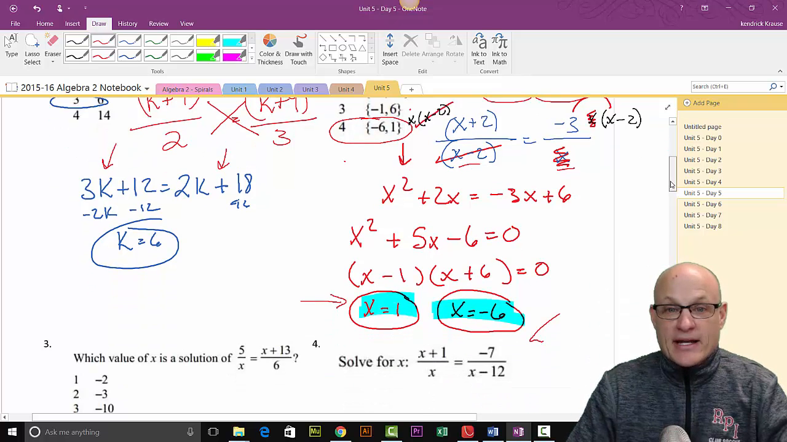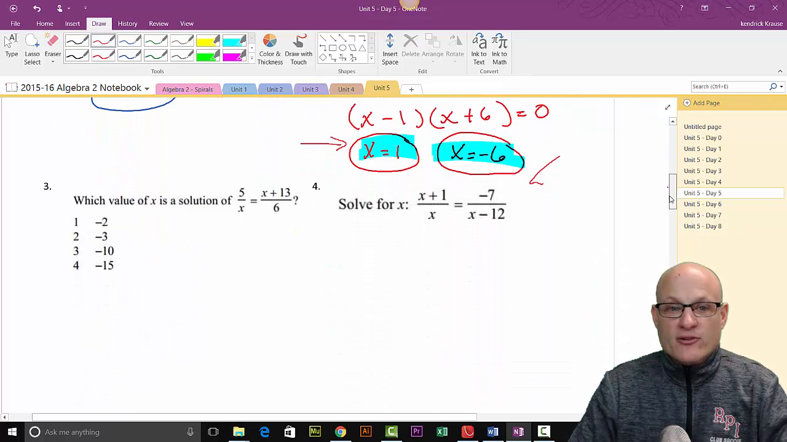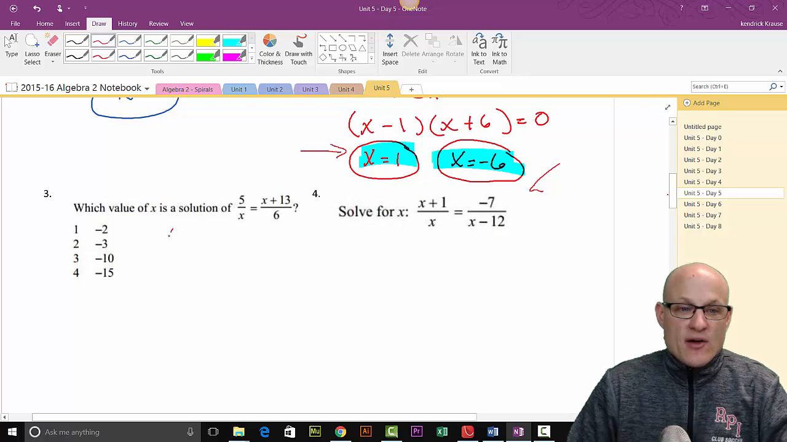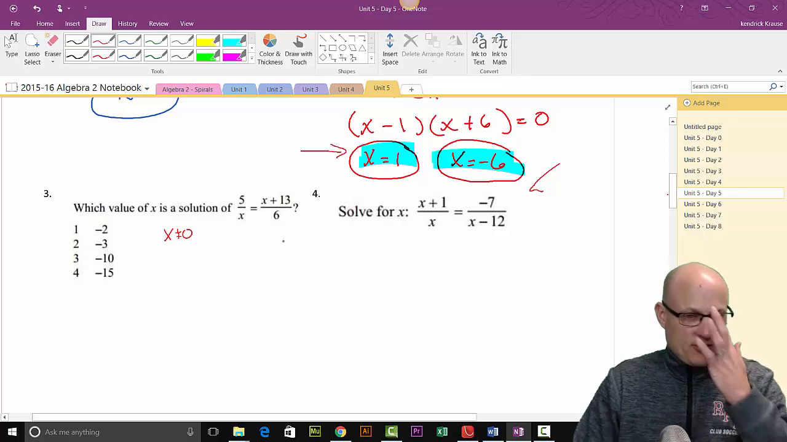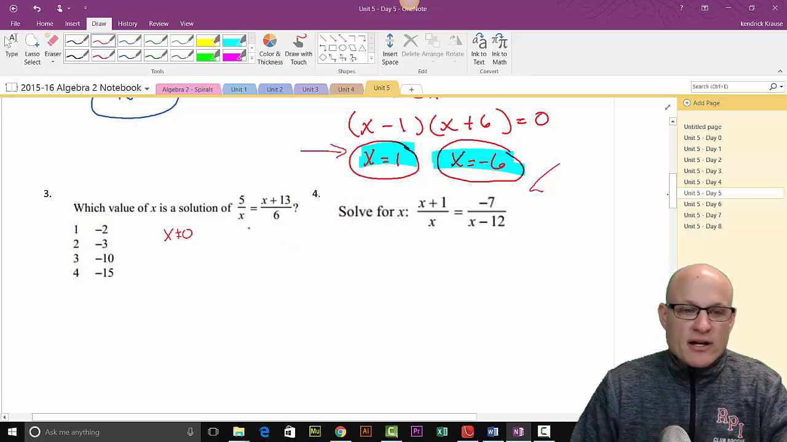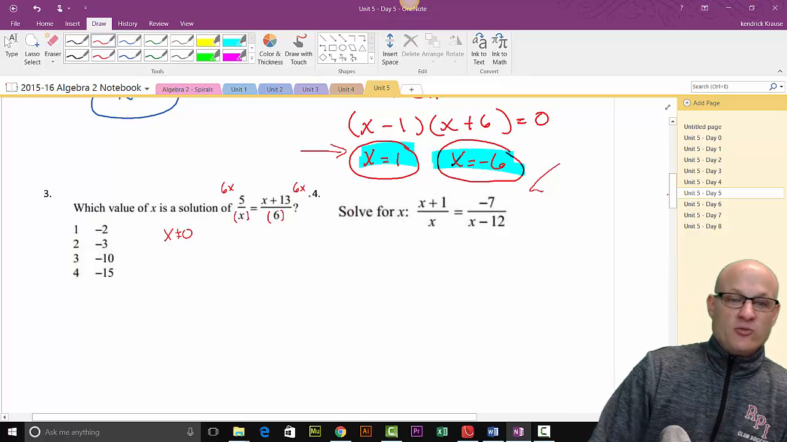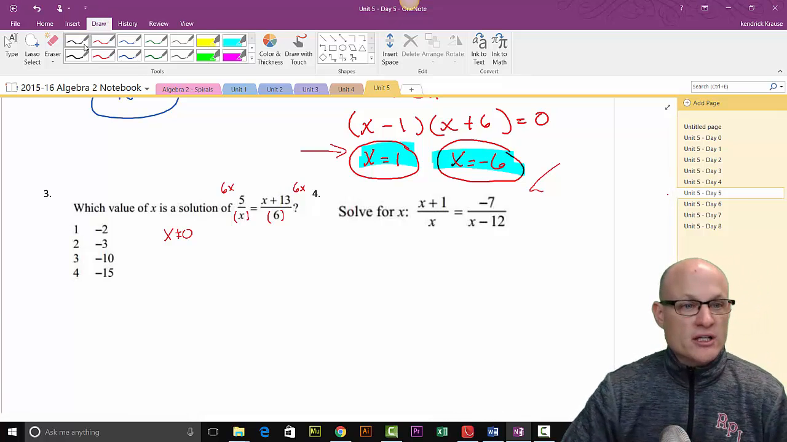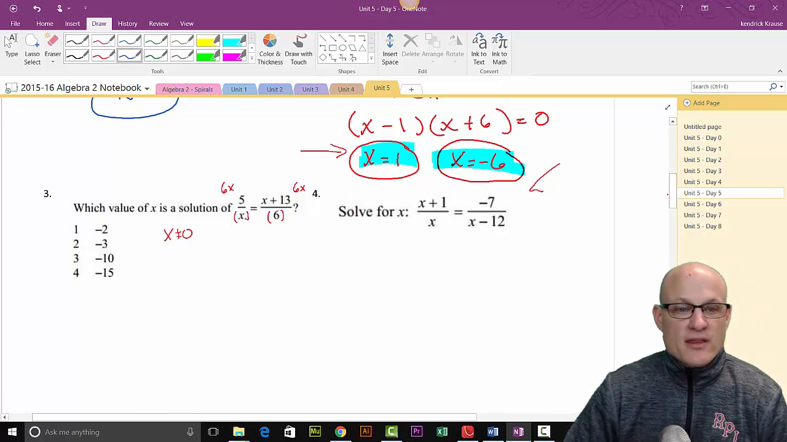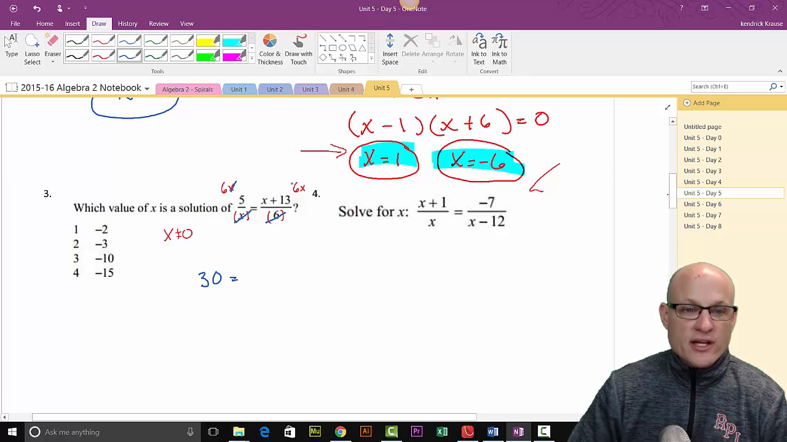But you always have to go back and look, will your answers make the fractions undefined? So let's take a look right away. On this one, x cannot equal 0. So if 0 turns out to be one of my answers, I can't do it. All right, so if I look at these two denominators, my common denominator would be 6x. So I'm going to put a 6x next to each one. Then I'm going to grab my other funky color. Not black. Let's go blue. This x cancels with this x, and that leaves me 30. This 6 cancels with this 6.